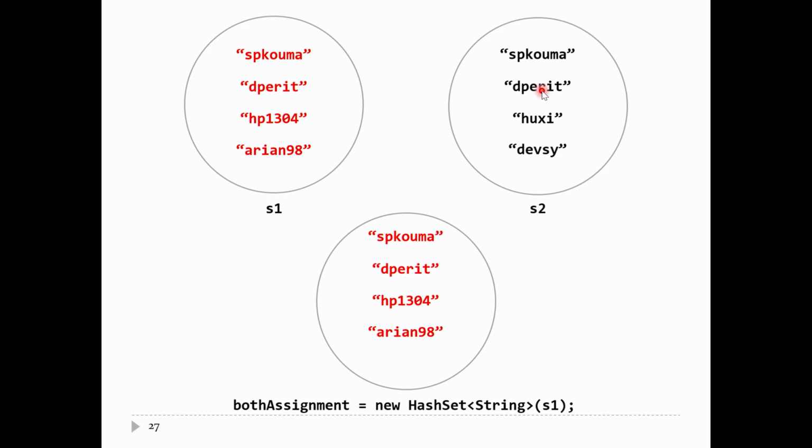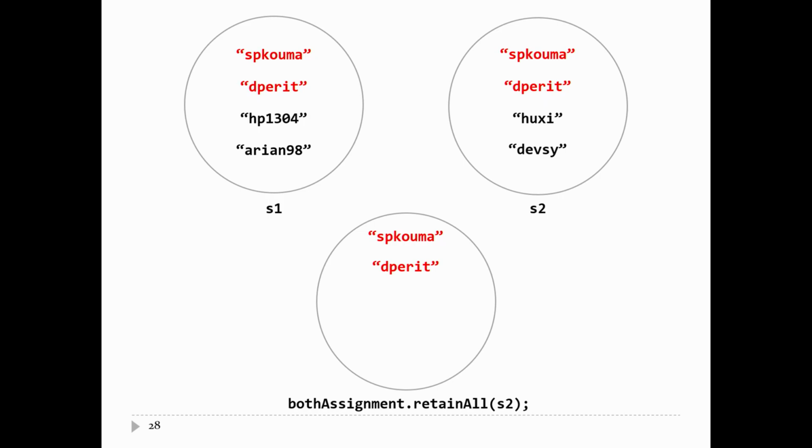Right? So is dparrot in both assignments? The answer is yes, it's right there. So it retains dparrot in both assignments. Right? And the last two students are not in this set here, so it doesn't retain them from here. And similarly, it then looks at the remaining elements in both assignments. Right? And it asks, is HP 1304 in this set in S2? The answer is no. Is area 98 in S2? The answer is no. And so you end up with that.